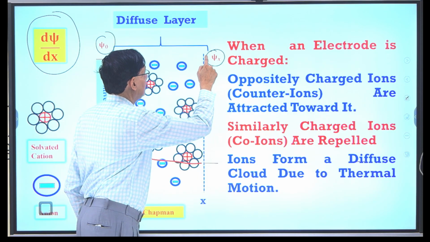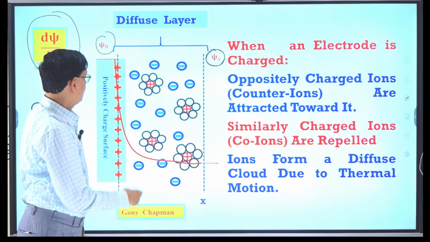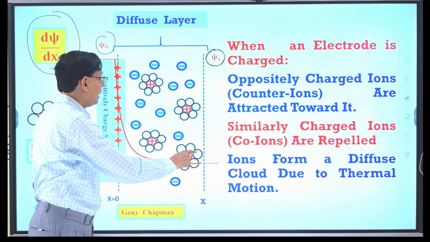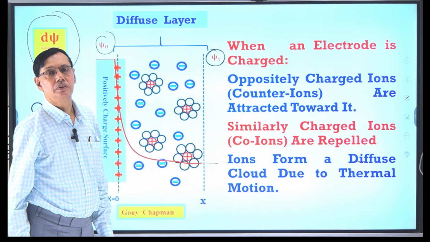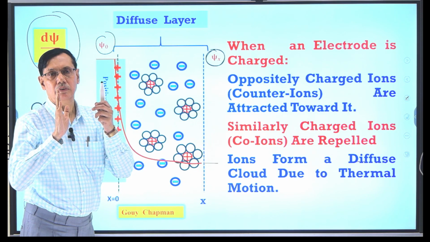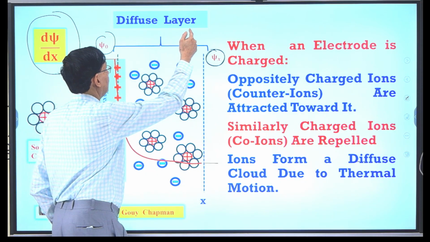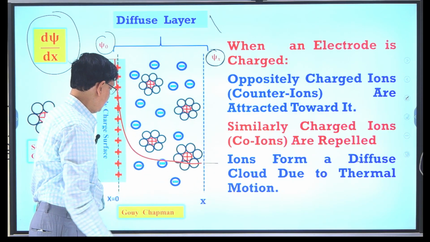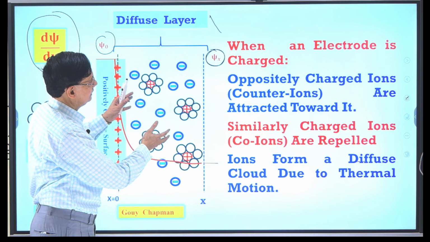we have to calculate. And if you see the nature of this curve, in the Perrin model and the Helmholtz model there is a direct decrease, but here it decreases exponentially. So we have to calculate all these things.